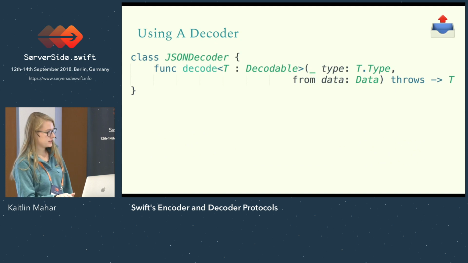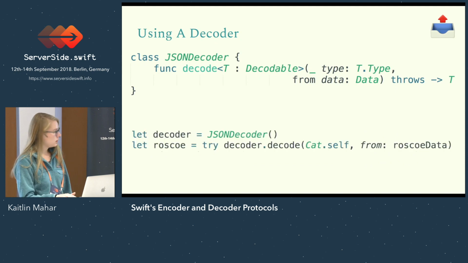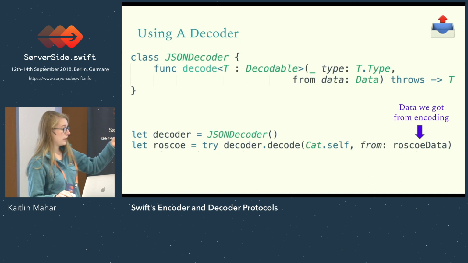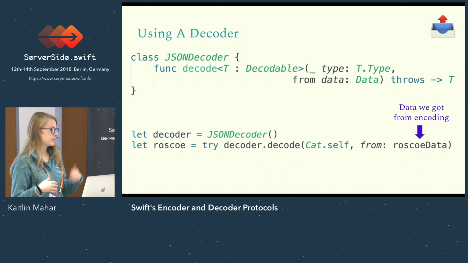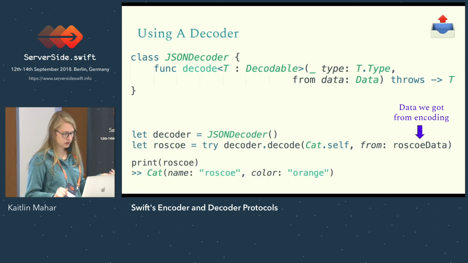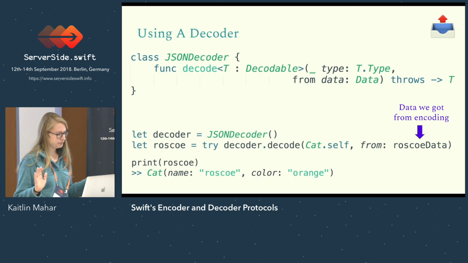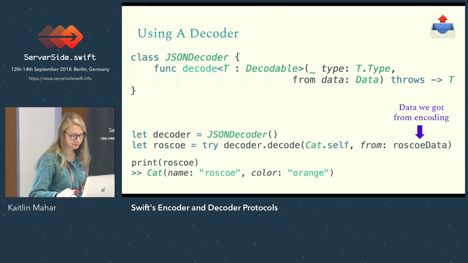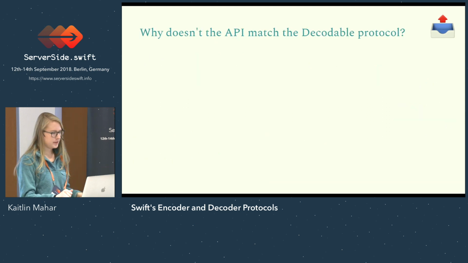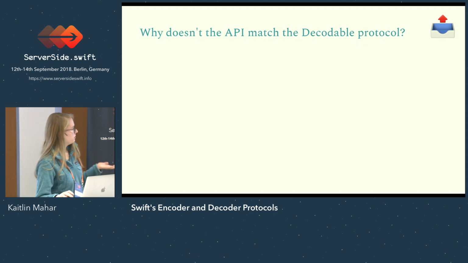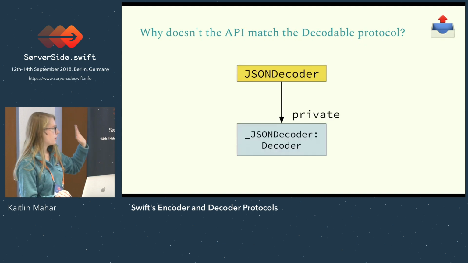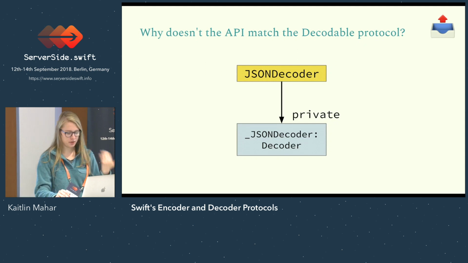So if we were to use this with my example from before, this is the data we got out from the encoder. We'll round trip it now. We can pass it into the decoder and tell it that we want to get a cat out. And then when we print it out, sure enough, it's that original cat that we started out with. And again, the API here doesn't match the Decodable protocol because the decoder is architected in the same way, with this private class that actually does the work and implements the protocol.